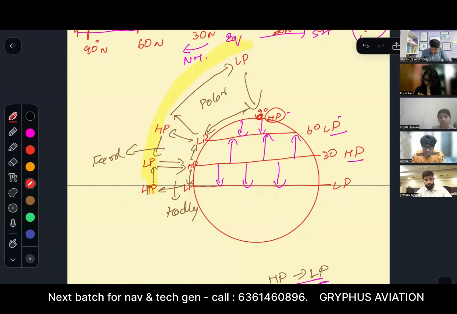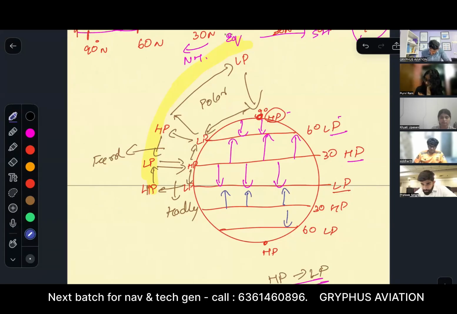Now, the same thing you can write on this side also. 30 degree, 60 degree. If this is low pressure, this is high pressure, this is low pressure. Polar will be low, high pressure. So wind movement, I'll take some different color. High to low will be like this. High to low on this side will be like this. High to low will be like this. Any doubts in this?